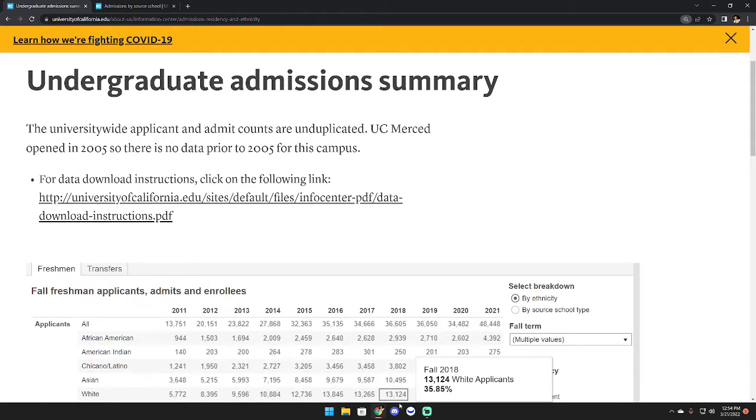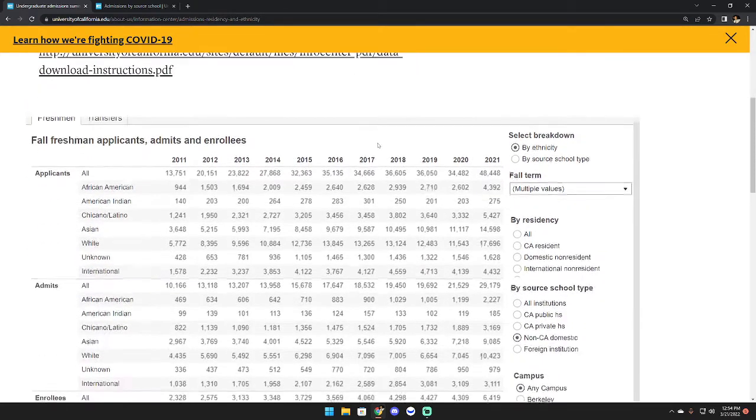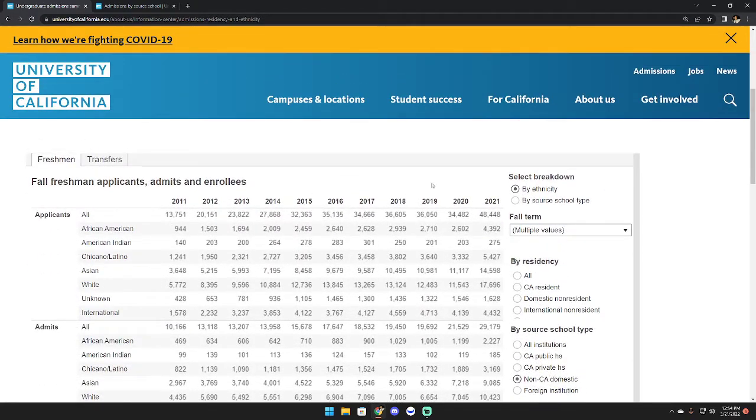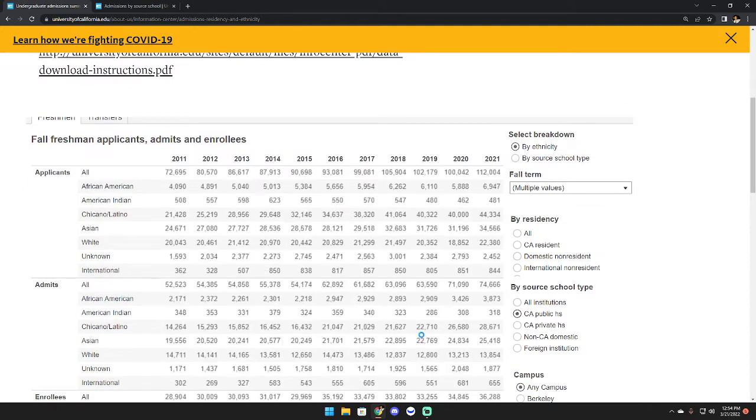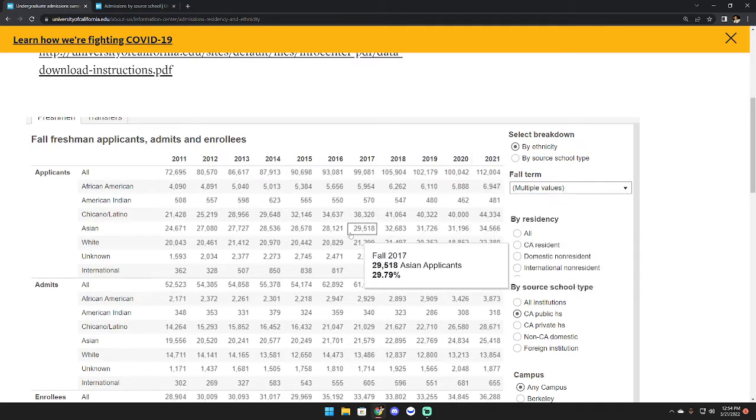Let's see if I could zoom in just enough for y'all. And we could start with freshman applicants. What I'd want to do is sort by school and show you something interesting that I found. I was kind of tinkering around with the data before I started recording this. If you look at California public high schools, you have a lot of Asians that are applying over the years from left to right, all the way up until 2021. Look how much it's growing.